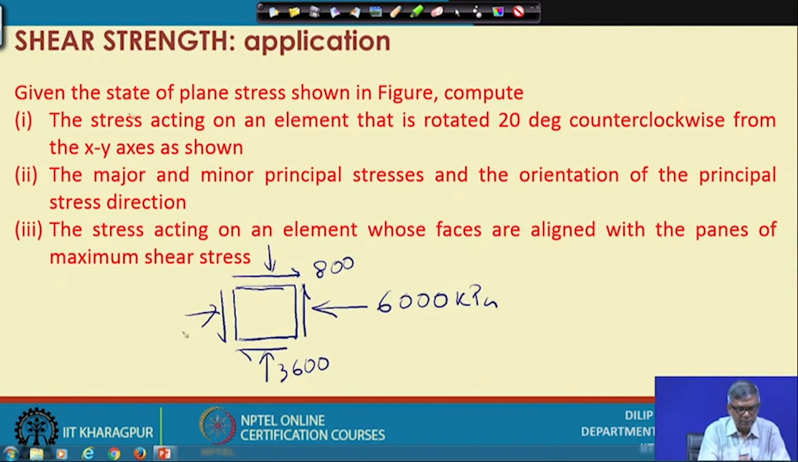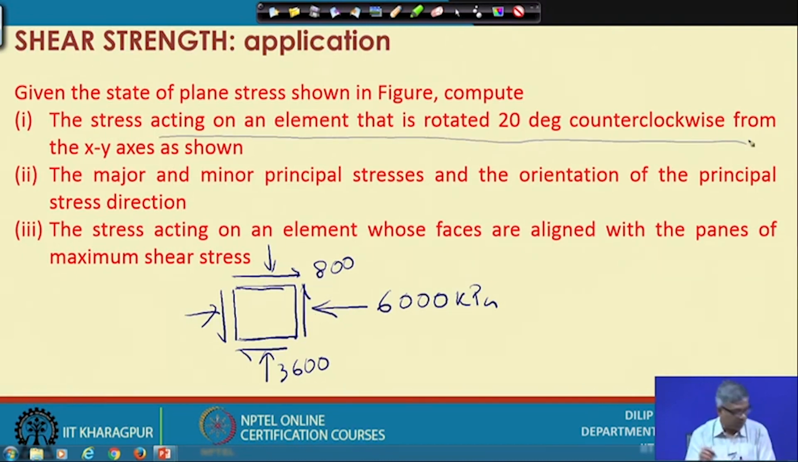You are given the state of plane stress shown in the figure, and you must compute the stress acting on an element that is rotated 20 degrees counterclockwise. That means I can imagine this one something like this on this plane. This is the horizontal direction, so I can consider 20 degrees for that normal. So this is counterclockwise 20 degrees. Around this I have to find out the normal stress, rotated 20 degrees counterclockwise from the x-y axis as shown. So that means I have to find out on this plane what are the normal and shear stresses, first part.